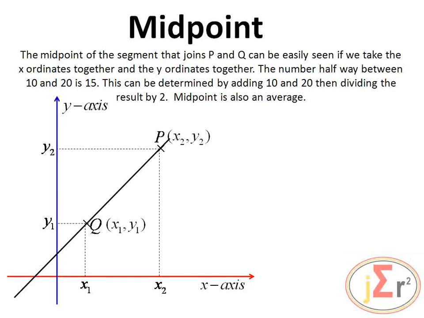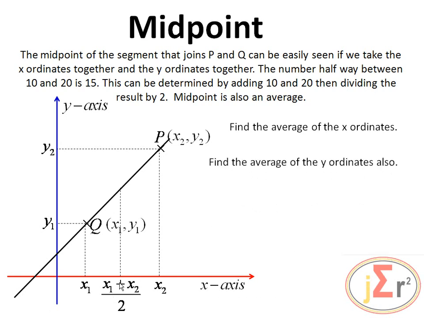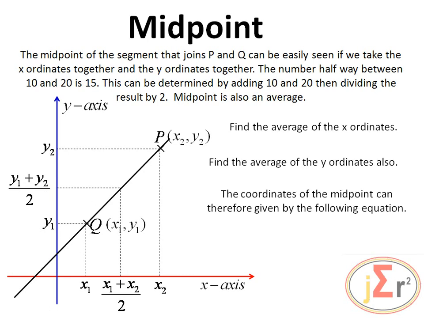So this is how we are going to do it. All we have to do is take the average of the x-ordinates, take the average of the y-ordinates. That should be no problem. So find the average of the x-ordinates. We have that right there. And take the average of the y-ordinates. So that is what we have right there. So we have y1 plus y2 over 2 and x1 plus x2 over 2. And the position is given right there.